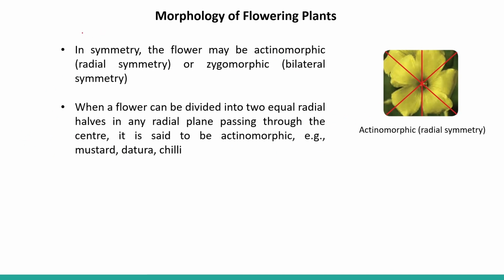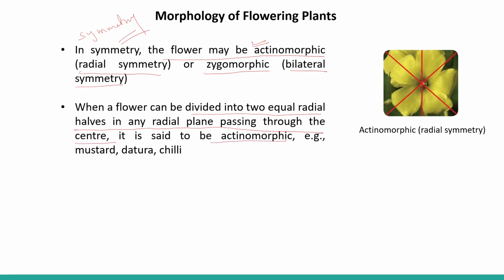Now let us talk about the symmetry of the flower. In symmetry, the flower may be actinomorphic, that gives you the radial symmetry, or zygomorphic, that gives you the bilateral symmetry. Okay, so let us discuss one by one. Actinomorphic. When a flower can be divided into two equal radial halves in any radial plane passing through the center, it is said to be actinomorphic.